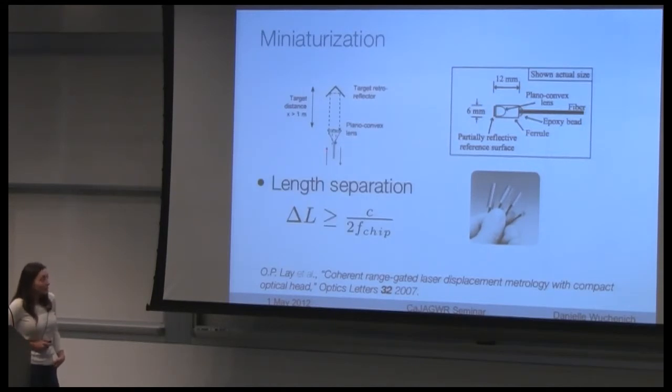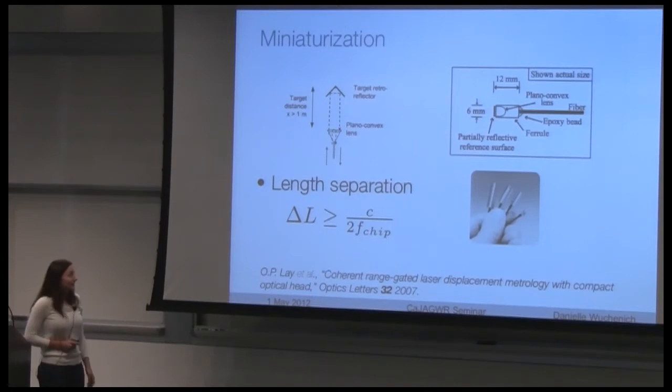So here you would have, let's say, a partially reflective surface. Some of the light would be reflected back toward your detector, and then some of it could go and probe a target retroreflector or something. And so now you have these two measurements that you need, again, to get the displacement between these two.